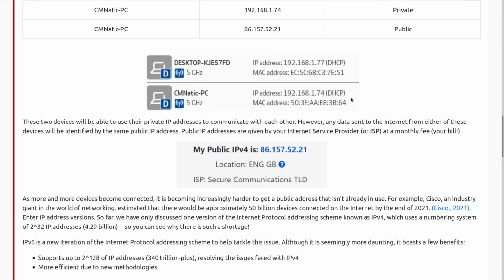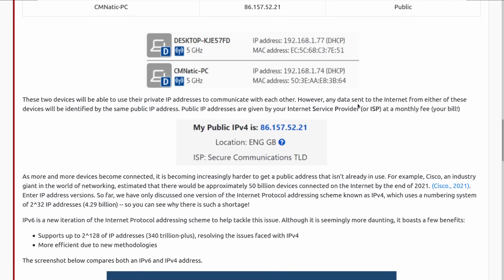Just know that this is in theory unique, and these are the private IP addresses that they have on the network. And they were assigned via DHCP, which just means that I have a pool of addresses, first come, first serve, and we give them out. They're not necessarily like, you get this one permanently on this network. That would be static addressing. These two devices will be able to use their private IP addresses to communicate with each other. However, any data sent to the internet from either of these devices will be identified by the same public IP address. So your home would have a public IP address in this case, but your private network sits behind that.